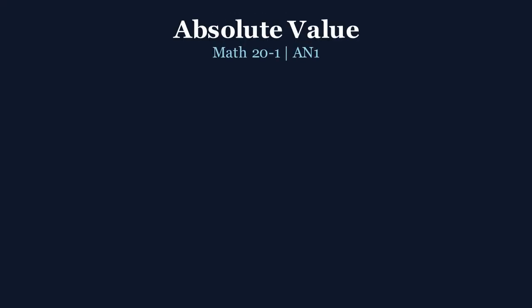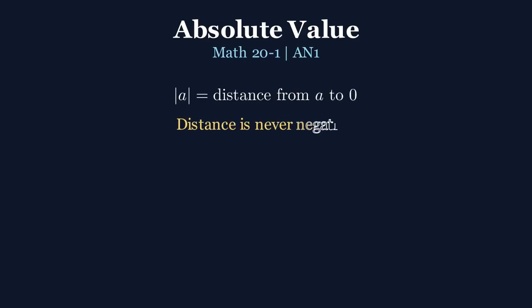Welcome to Math 20-1, Algebra and Number, Outcome N1. Today we are learning absolute value. Think of absolute value as distance. Since distance can never be negative, absolute value answers are always 0 or positive. The symbol absolute value of a means the distance from a to 0.